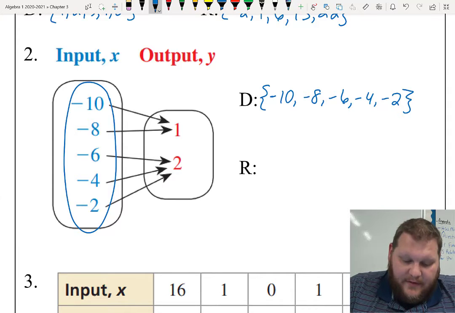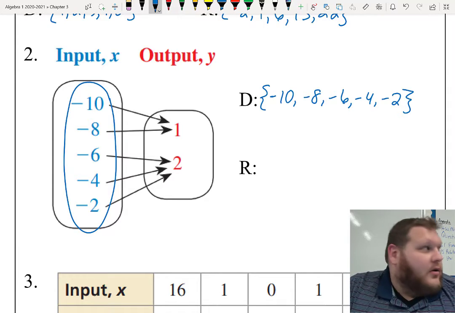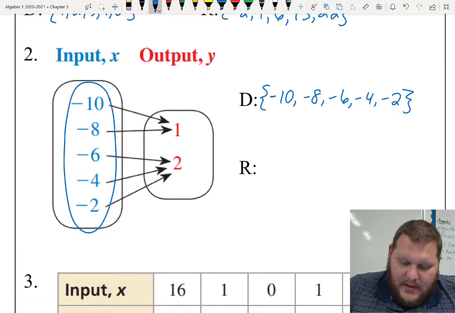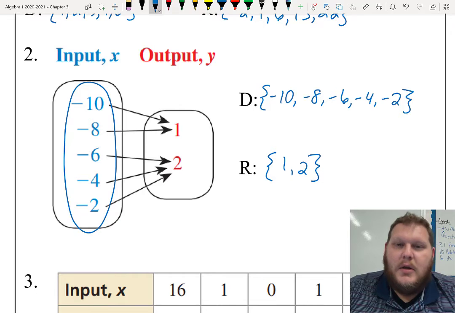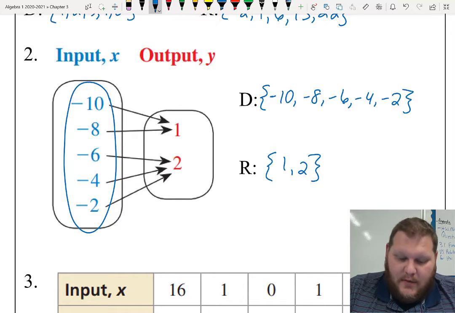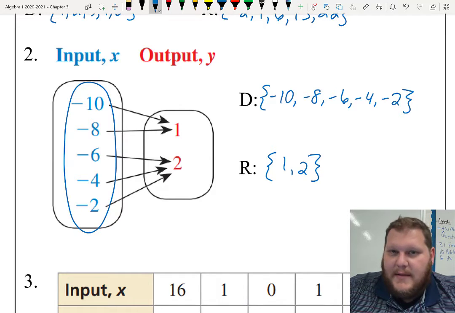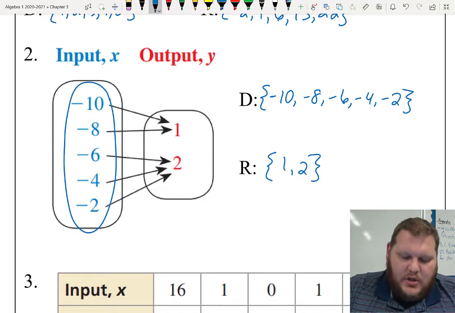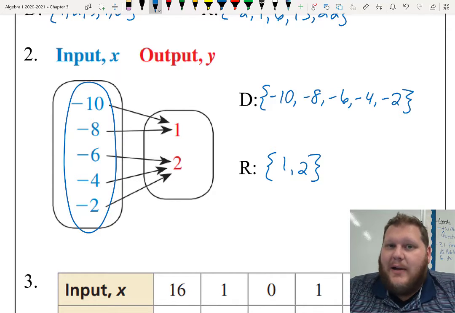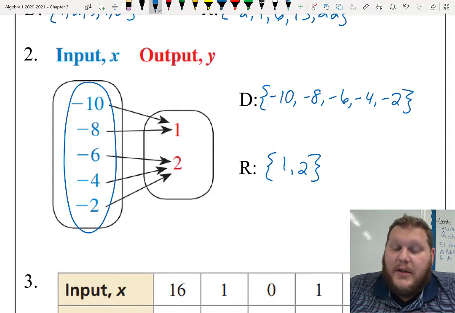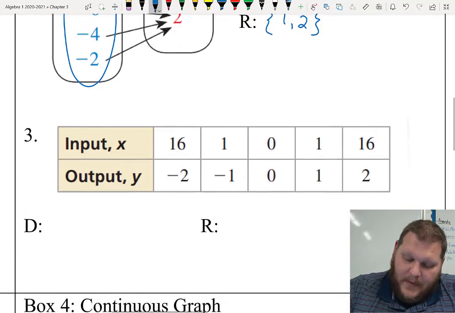Even though I have 5 different inputs, they all go to the same 2 outputs. So my range only consists of 1 and 2. And that's it. I don't have to repeat them over again, even though I have 1 that gets mapped to twice, 2 that gets mapped to 3 times. I only have to list them each once in my domain, or in this case, in my range.